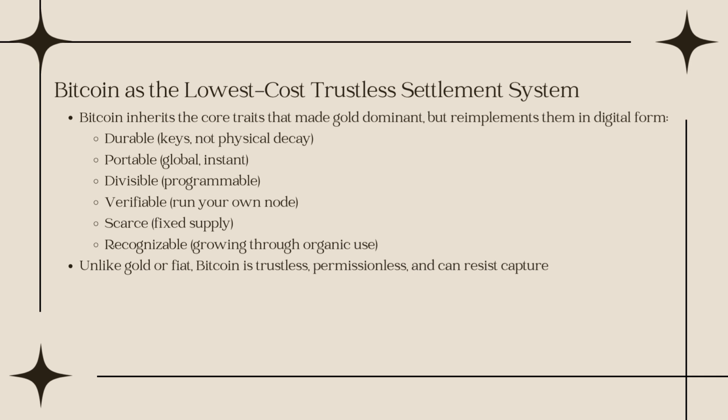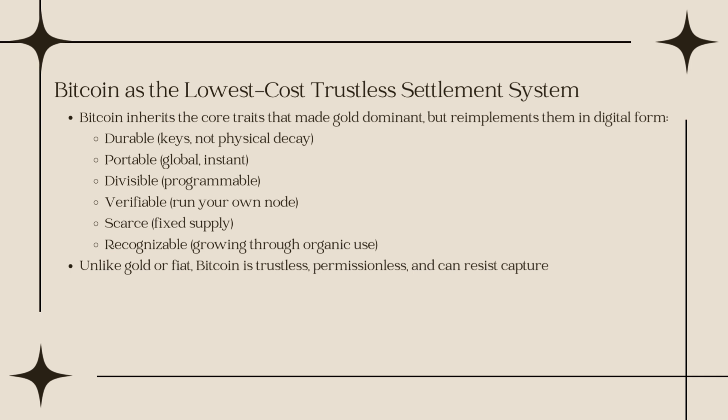And this is where the last dominant monetary system can be threatened. So Bitcoin can compete where gold failed because it can be a lower cost, natively digital settlement mechanism than fiat money. So Bitcoin inherits the core traits that make gold dominant, but sort of re-implements them in digital form. And that's why you see this comparison to digital gold.